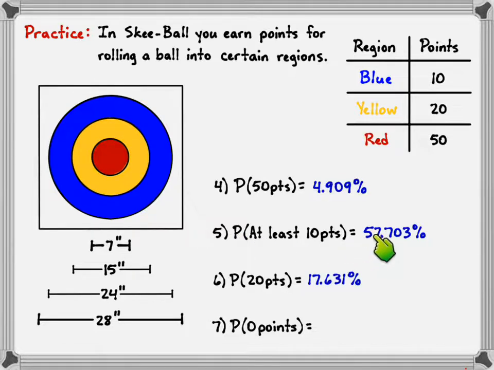So, since it's a 57.7% probability of hitting inside the big circle, then it's going to be a 42.297% probability of hitting outside the big circle.